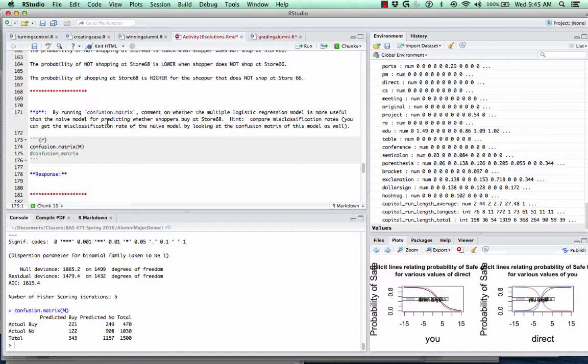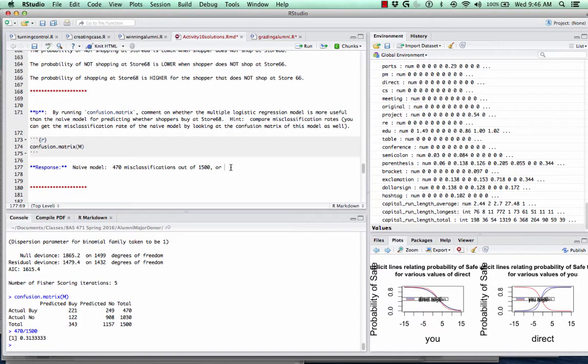All right, is it more useful than the naive model? Well, let's look at the naive model first. So the naive model, that's majority rules. The naive model says, if I look at the people that do buy and don't buy at store 68, I see the majority don't. So all 470 shoppers that did actually end up shopping at store 68 end up getting misclassified by the naive model. So 470 misclassifications out of 1,500 for a misclassification rate of 31.33%.